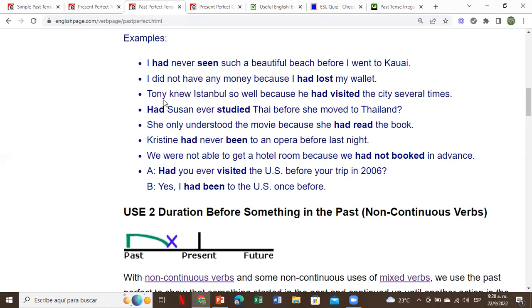But nice, thank you. Tony knew Istanbul so well because he had visited the city several times. What is several times in the part of the speech? Okay, an adverb of time. Thank you. Has Susan ever studied Thai before she moved to Thailand? She only understood the movie because she had read the book.